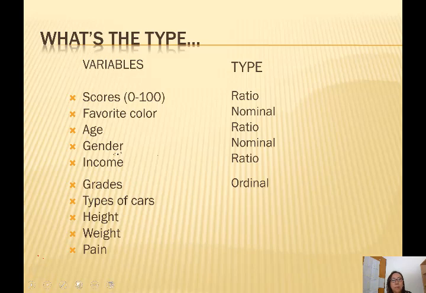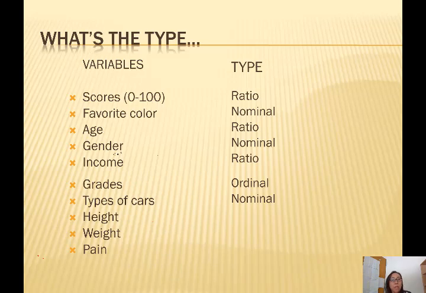Types of cars is just types of cars. There's no order built into it unless you added the rating or the cost, right? So it's just nominal data. How about height? Categorical or continuous? Height is numerical, right? So it's continuous data, and more specifically, interval or ratio.